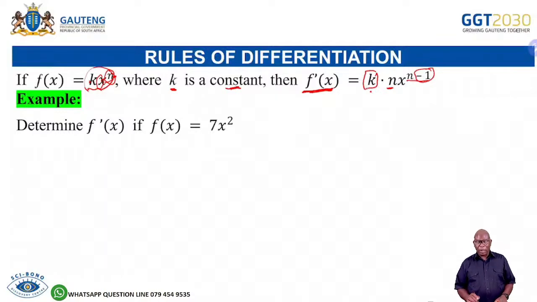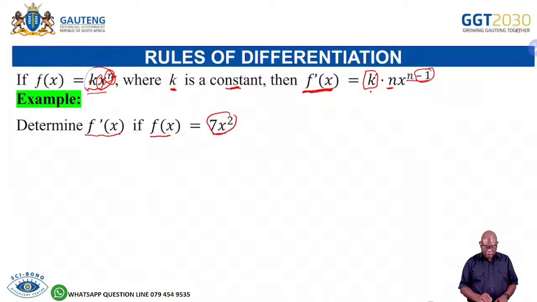So if we look at the example, say determine the derivative of x, if f of x is given like that. Can you see this is more or less the same as the one that was given there. So we take that number n, here is the n, which is a 2. We multiply it with a constant. So in other words, I'm going to multiply it with a 2. And I bring back the x now. Out of this 2, that number 2, I'm going to subtract a 1.